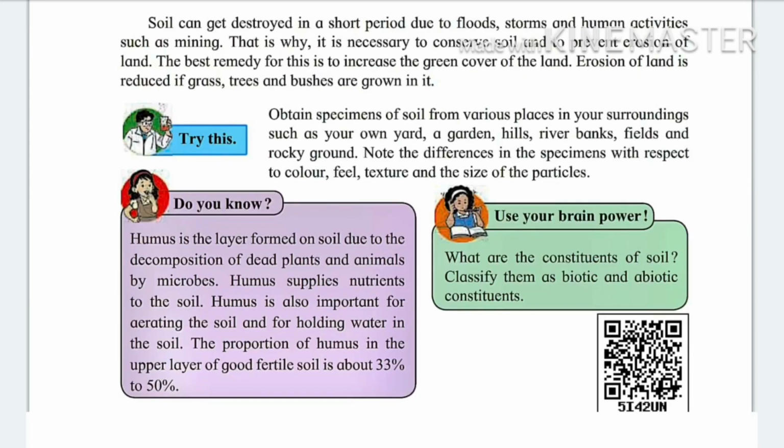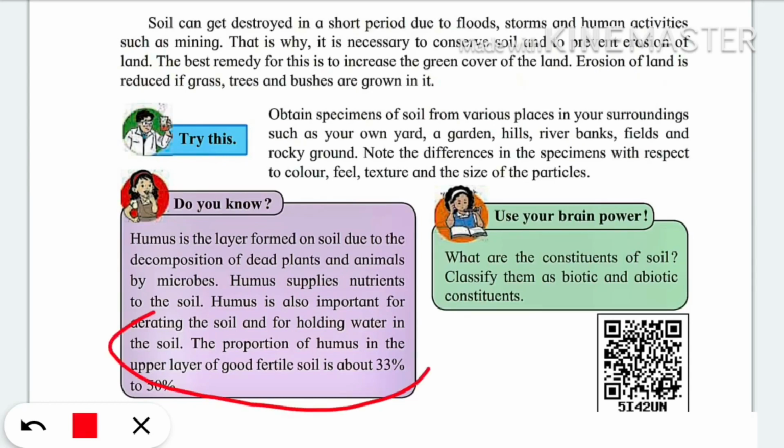on it. Now see, do you know that humus is a layer formed on the soil due to decomposition of dead plants and animals by microbes, and supplies nutrients to the soil. Humus is also important for aerating the soil and for holding water in the soil. The proportion of humus in the upper layer of good fertile soil is about 33% to 50%. Now, this is the importance of humus. In the previous diagram, we have seen that humus is a layer formed by decomposition of dead plants and animals and microbes.